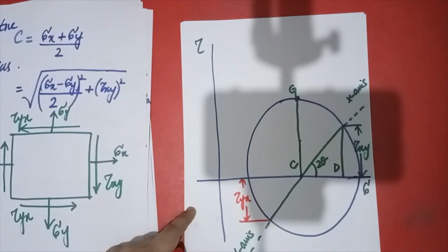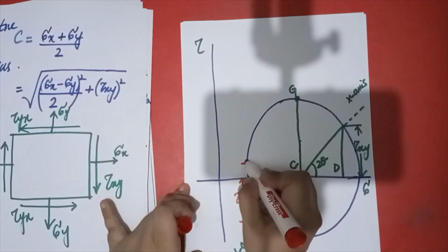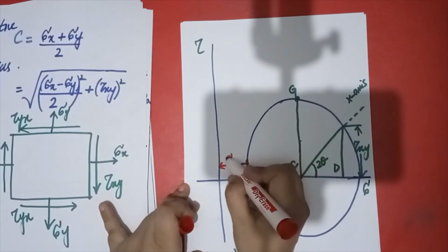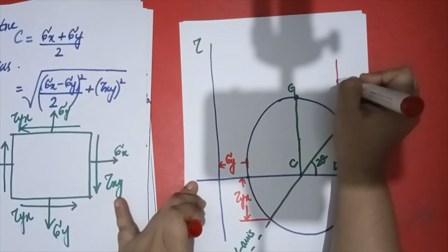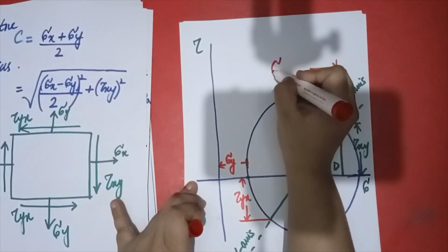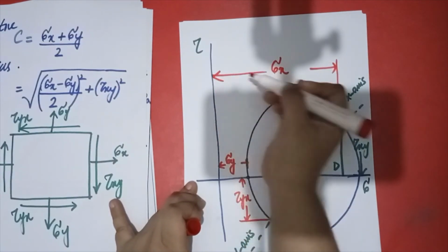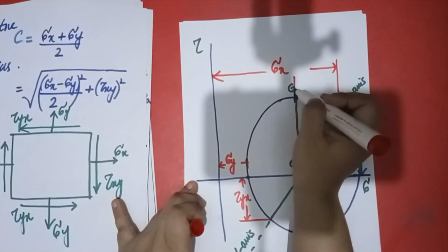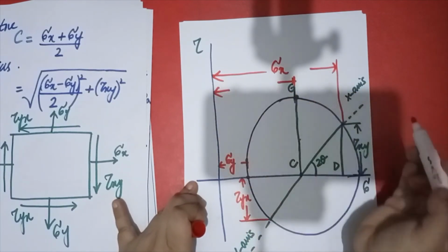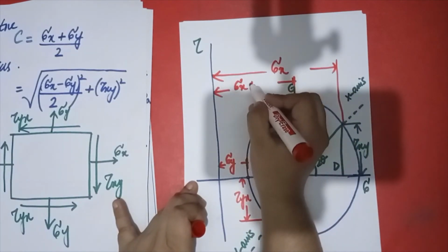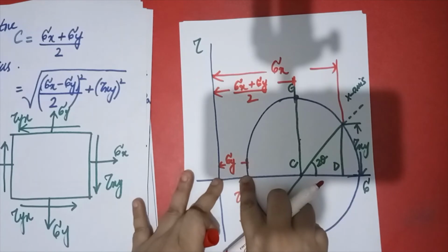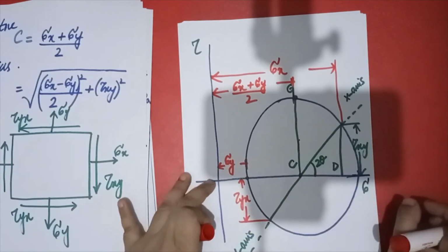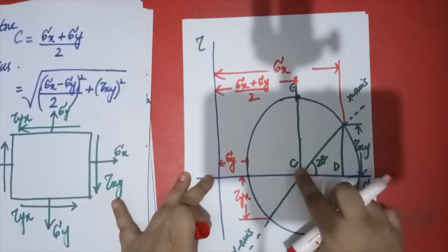Okay, the next thing is what? Next thing is that this distance should be sigma y, and the other distance up till here should be sigma x, and up till C the distance, you know the formula, is sigma x plus sigma y divided by 2. This is sigma x plus sigma y divided by 2. So we will get the half of it. So this is point C.